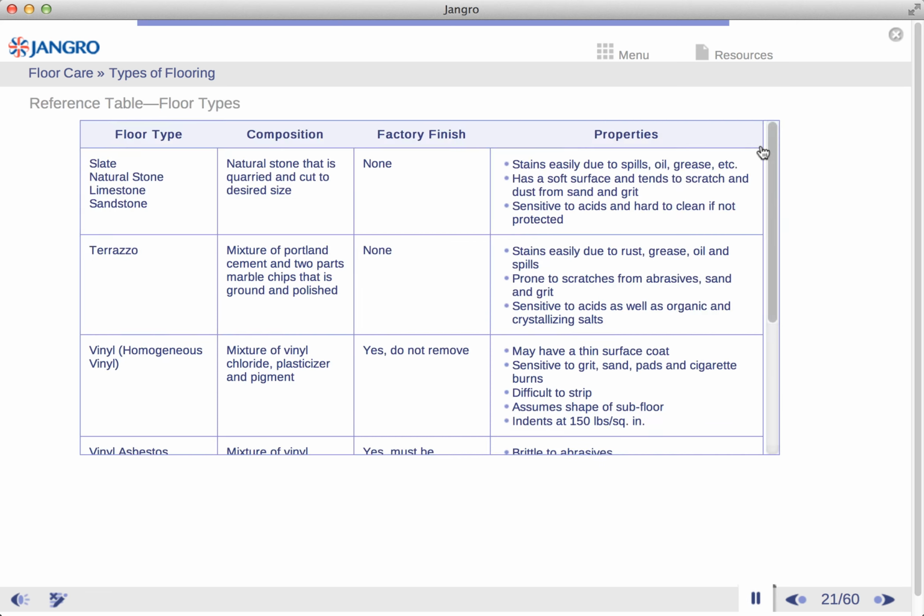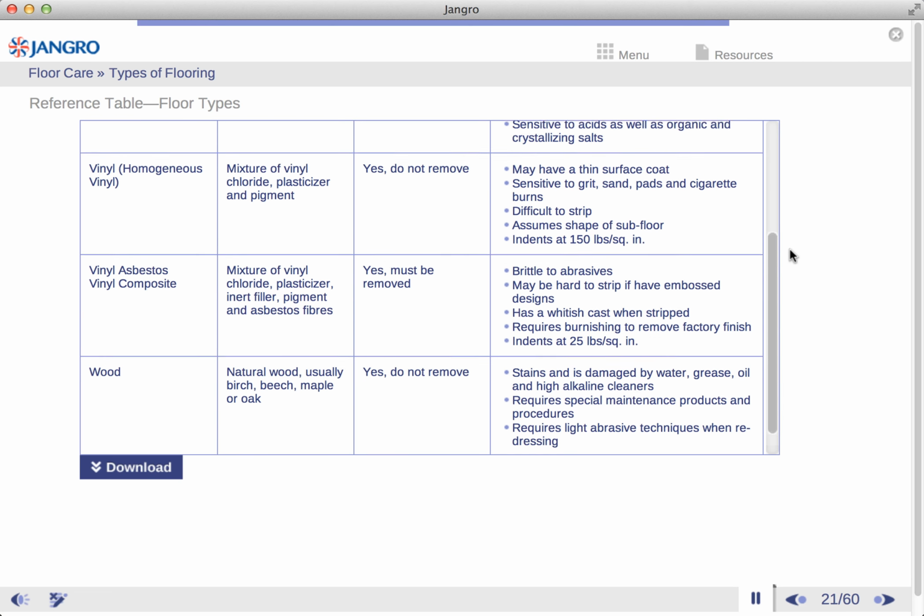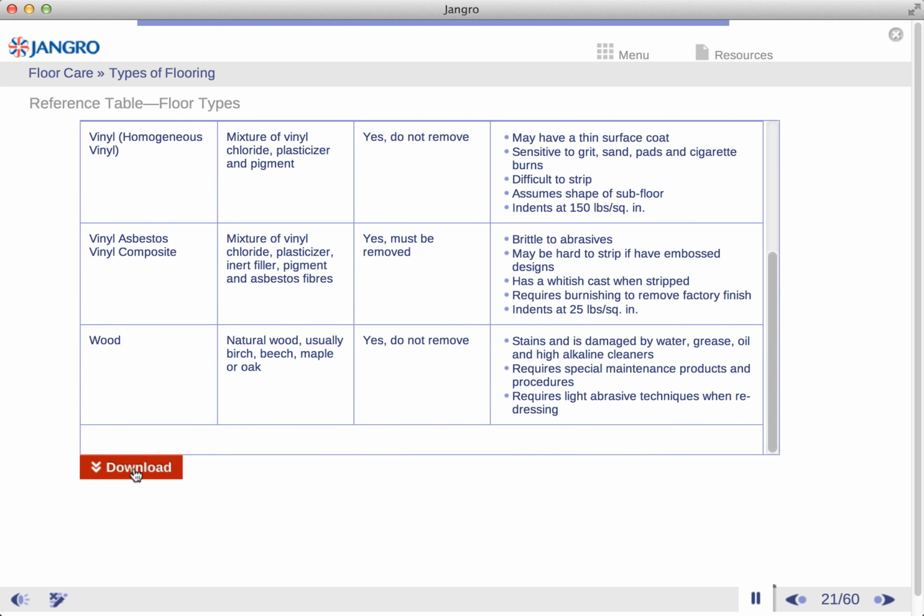Take a look at the properties of the various floor types. You can download this table as a PDF document for future reference.